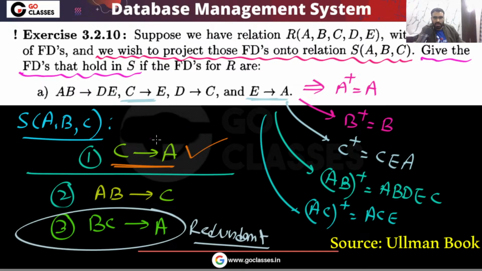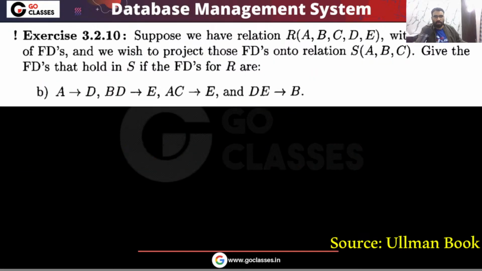Okay, I hope you understood. Now, let's solve this question. Pause the video, try this question, which functional dependencies hold on the subrelation S, ABC, and write your answer in the comments. Then you play this video. Okay, so pause this video and please write your answer in the comments. Then you continue watching. So let's solve this question.